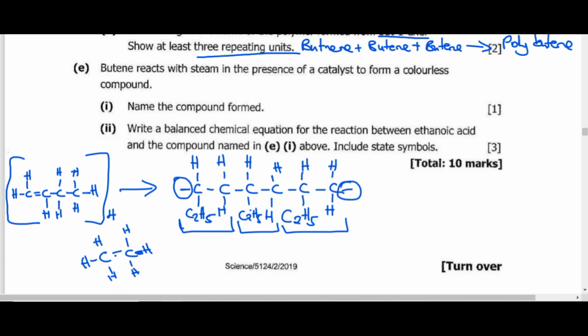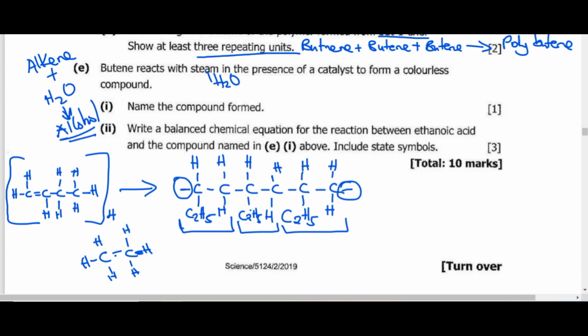Okay, so let us move to E. E: butane reacts with steam, that is H2O, in the presence of a catalyst to form a colorless compound. Name the compound formed. So remember, when alkenes react with H2O, alcohol is produced. So alcohol is what is produced.